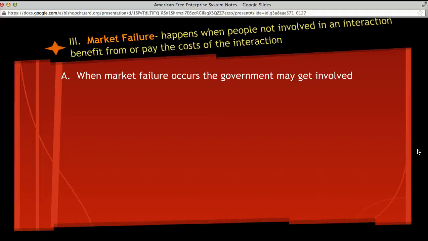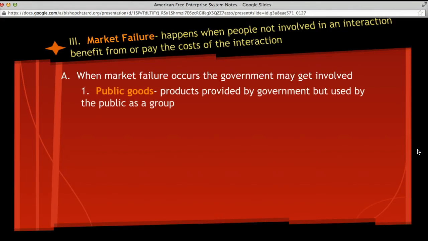So the first example of market failure is that of public goods. Public goods are going to be products that are provided by the government, but they're used by everyone as a group. Right? So public goods are going to include things like police and fire protection, things like national defense, things like the street system. Those are all public goods because they're provided by the government, but everybody really uses them.